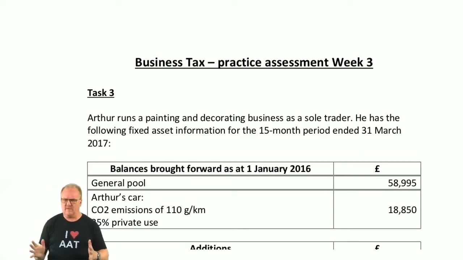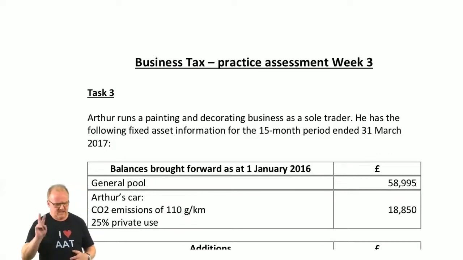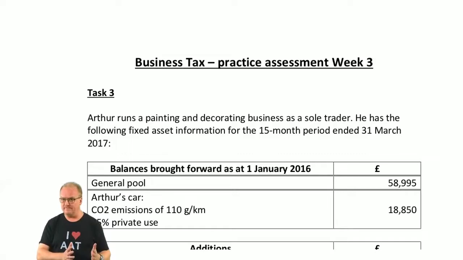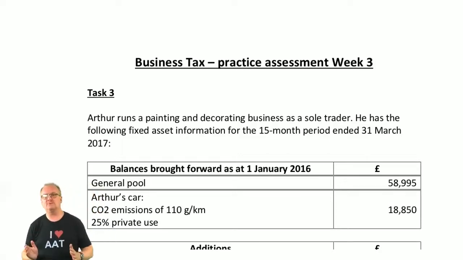If you look at what the examiner says and the marking feedback on this one, the 2 biggest problems seem to be not understanding what to do when you've got an asset which is private use, so it's partly being used in the business and partly not. And we've got that coming up in today's task. And also what to do when the accounting period is not 12 months. And again, we've got that coming up in today's task as well.